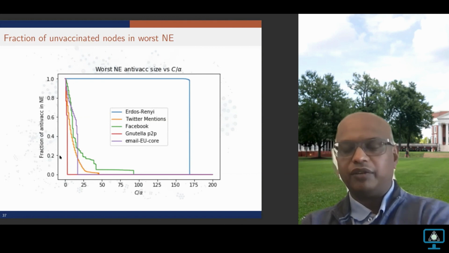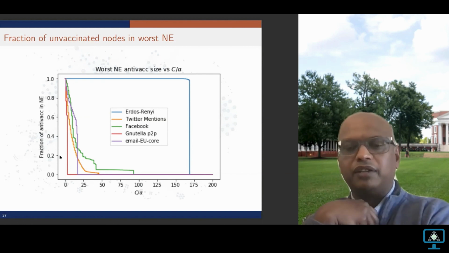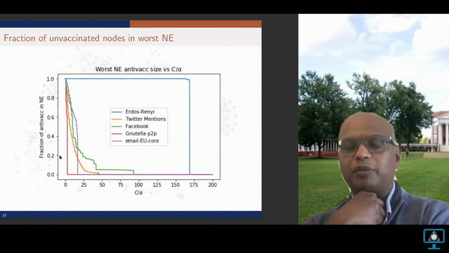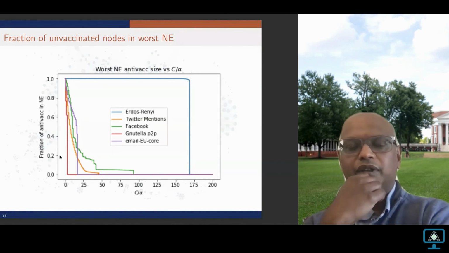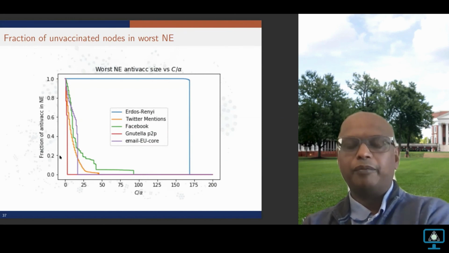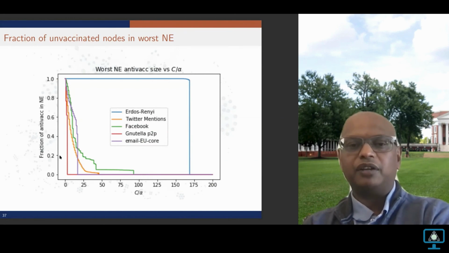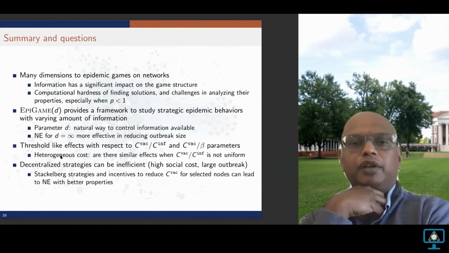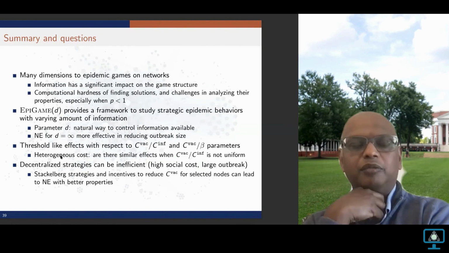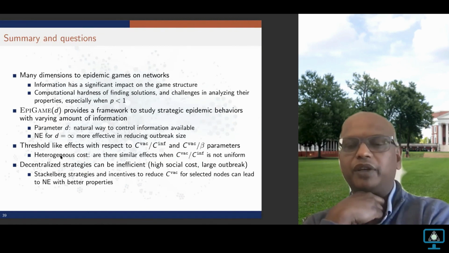So one thing which I found interesting in many of these formulations is this. Even though there are lots of parameters and the graph structure is complicated, sometimes there are these interesting threshold type of effects, which might have a bearing on how we can use such results and maybe provide some kind of uniformity in the results. So there are lots of dimensions to epidemic games, and information is a big component. It has a significant impact on the game structure.